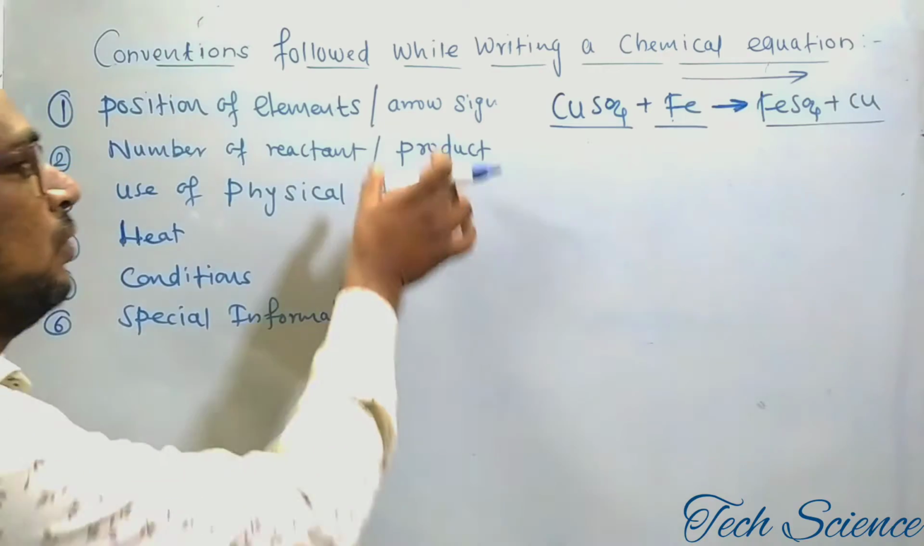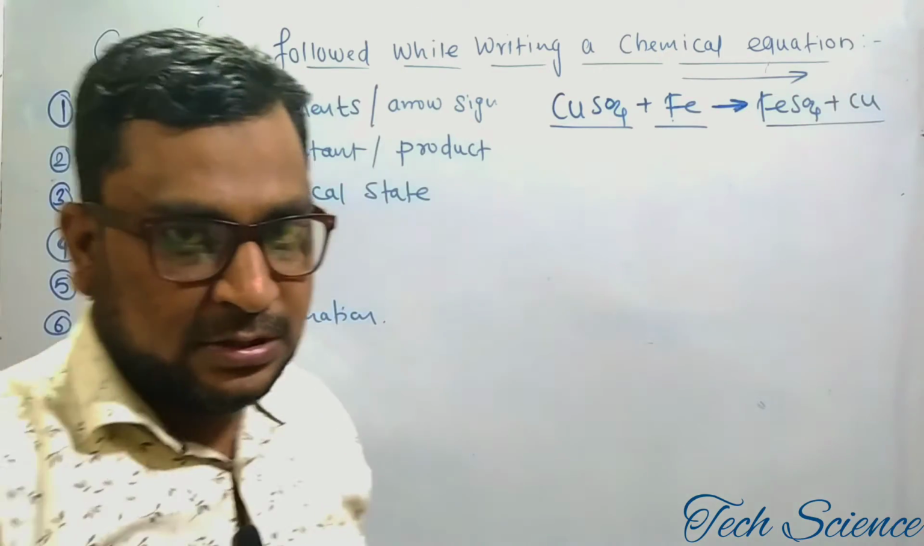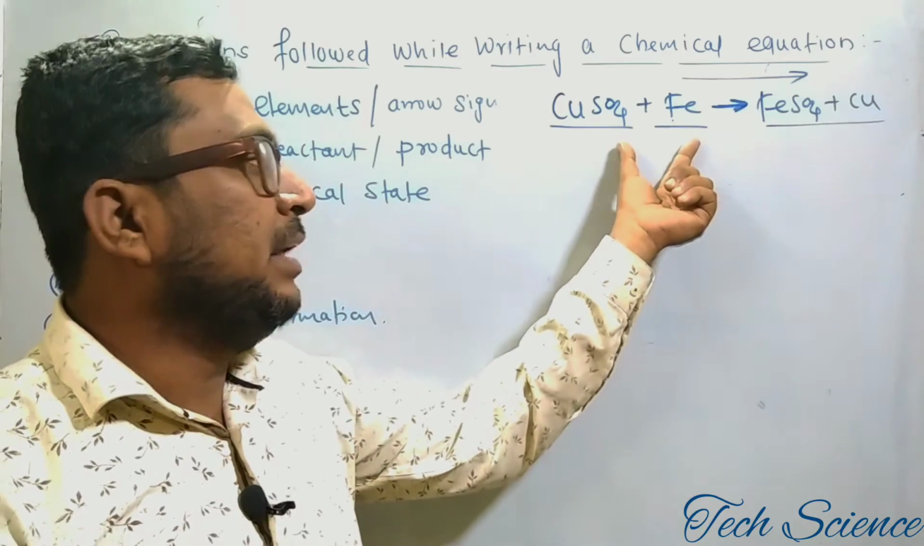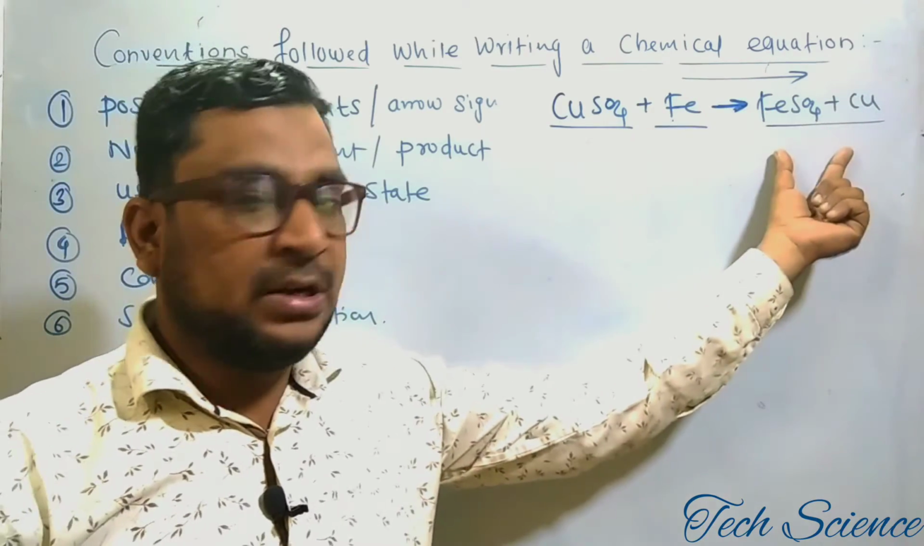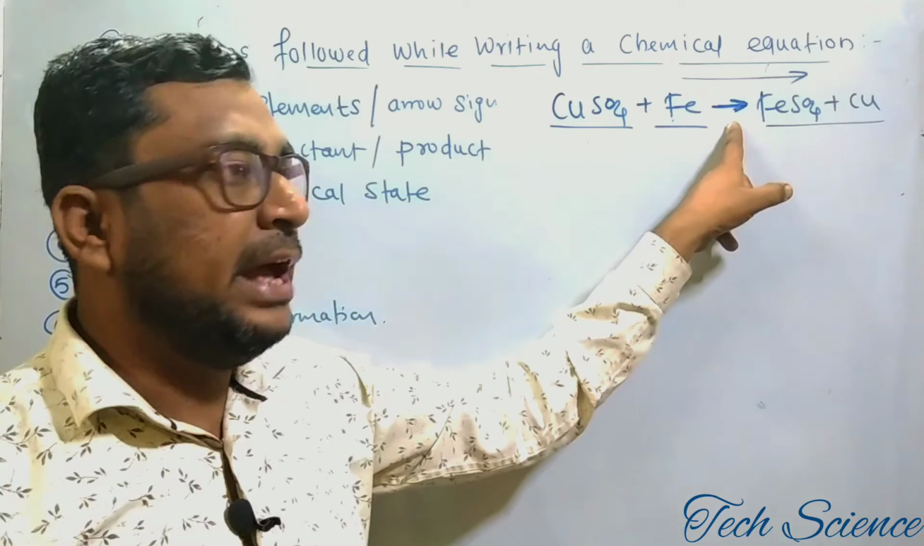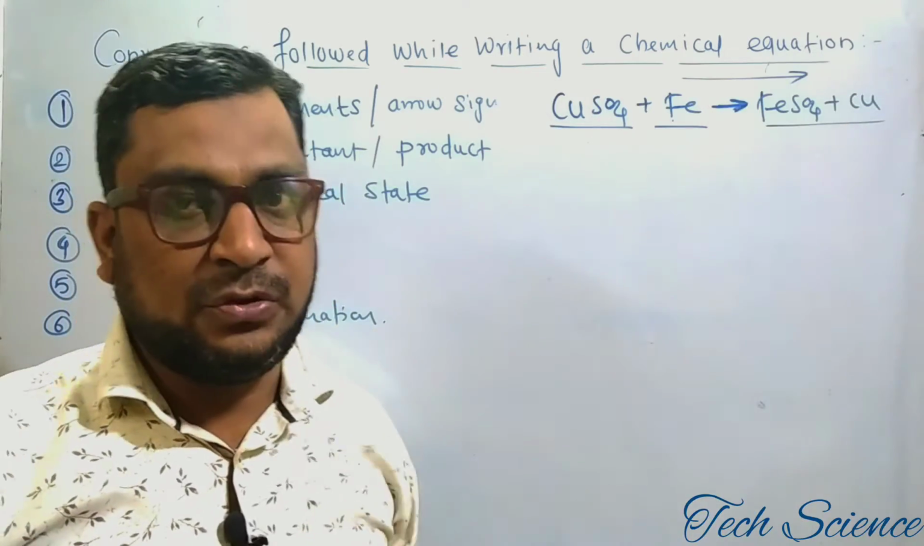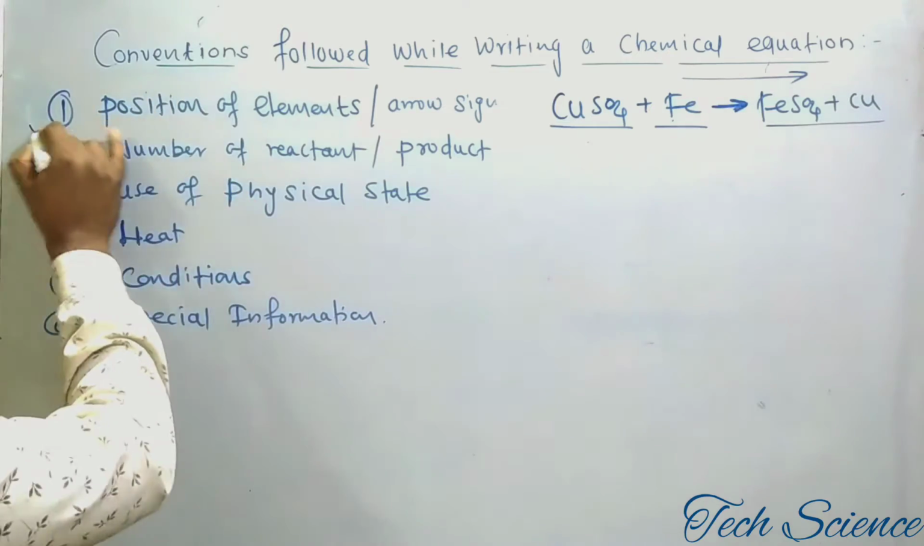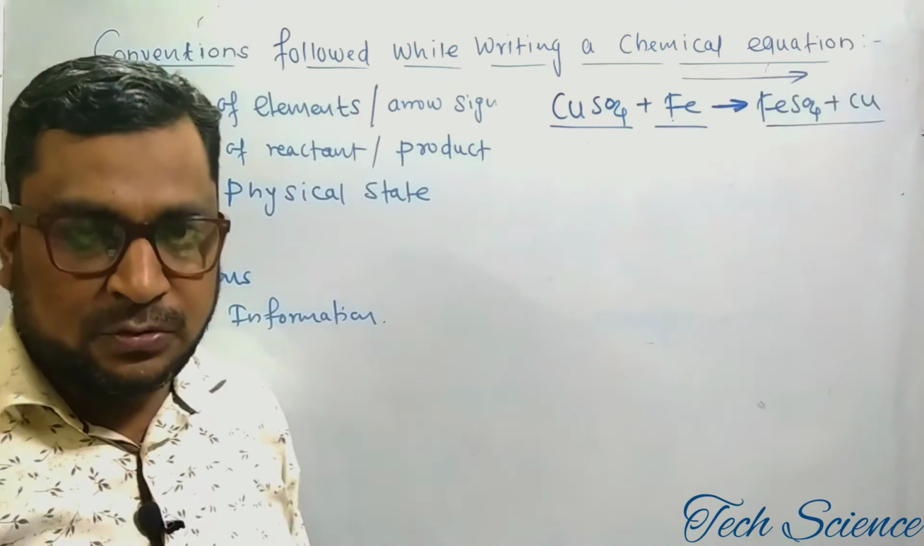So this is the first protocol or convention of how to write. In short we can infer that the reactants are on the left hand side, the products on the right hand side, and between them the arrow indicates the direction of the execution of the chemical reaction. This is the first case, called position of element along with the arrow sign.